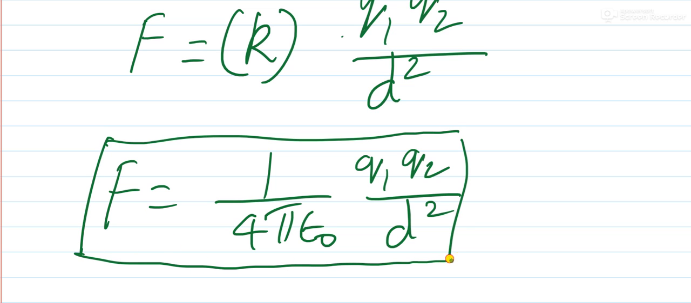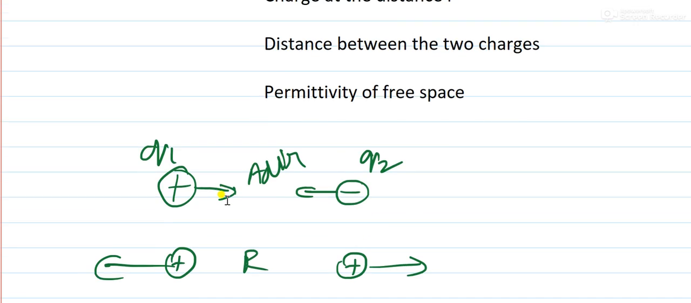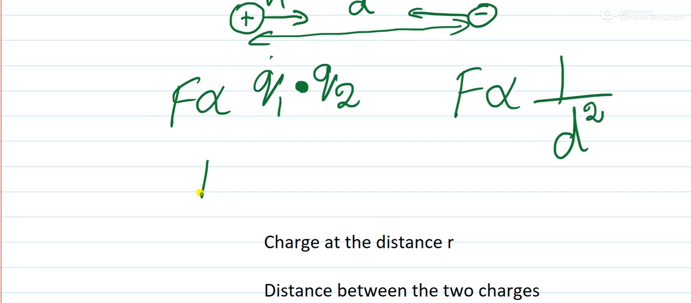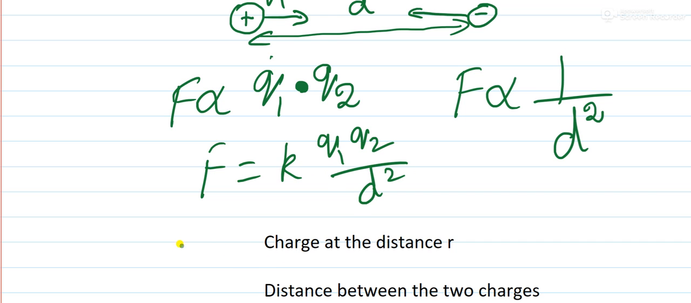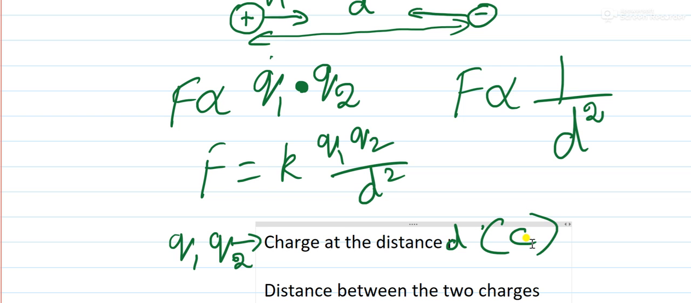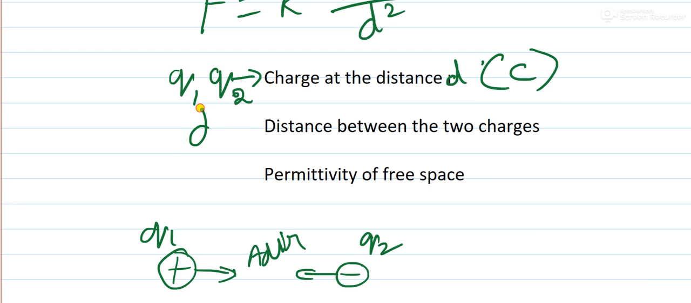Now what is 1 divided by 4 pi epsilon naught? Epsilon naught represents the permittivity. First we will see the explanation of the terms. F is equal to k times q1 q2 divided by r square or d square. q1 and q2 are the two charges, and d is the distance between them. The unit of charge is the coulomb. The distance between the two charges is d, and its unit is the meter.